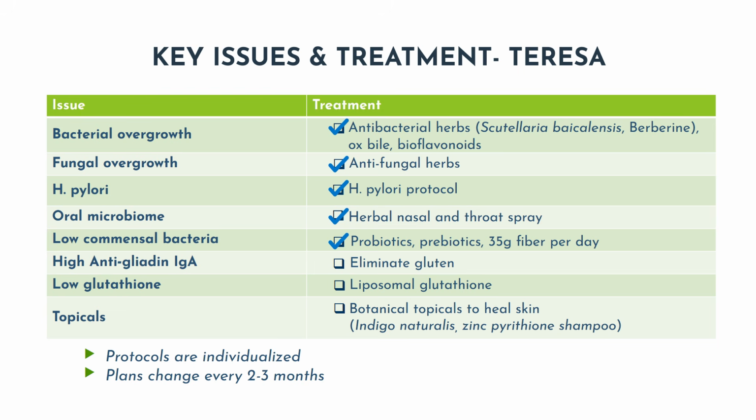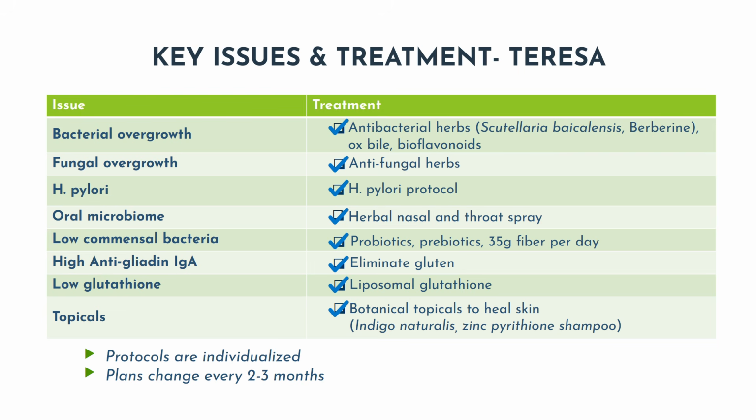Again, we really went through making sure she's truly eliminating gluten. I gave her some liposomal glutathione, and I do treat the mycotoxins with binders as well. There are lots of good binder blends out there, maybe with zeolite and a little bit of activated charcoal, things that are going to help bind up those mycotoxins. I do use topicals as well. So we use some Indigo Naturalis balm and some zinc pyrithione shampoo. You can use the shampoo on the skin, so I was having her wash her feet with it.